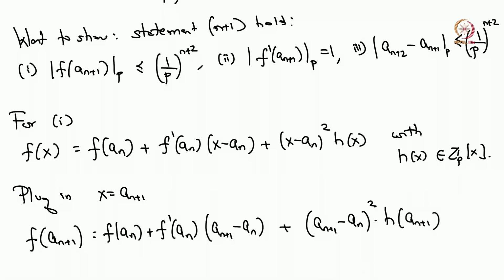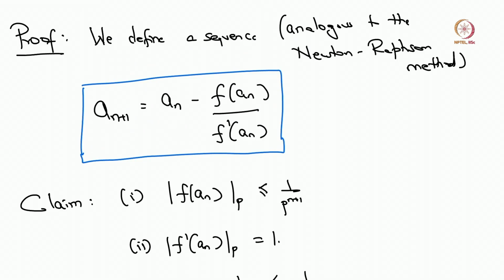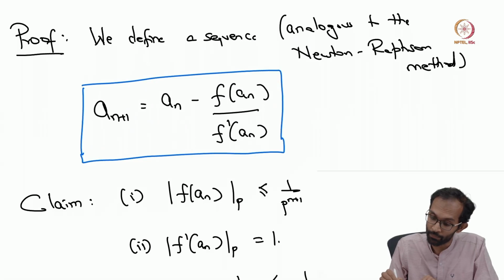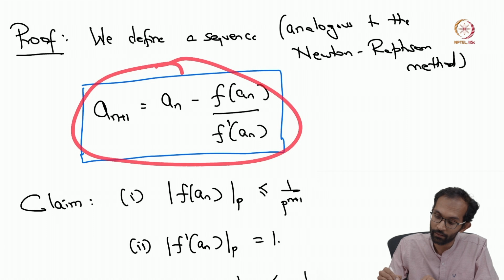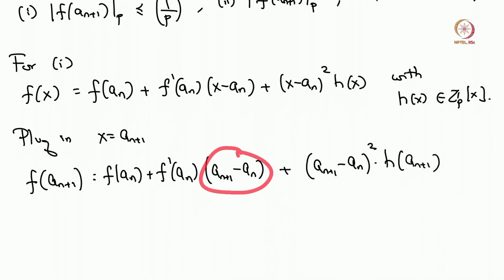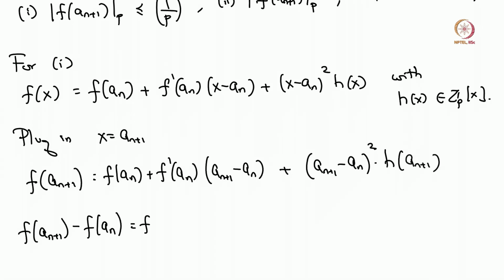Now, what's the formula for a_{n+1} minus a_n? If you look at the formula, a_{n+1} minus a_n is just negative f of a_n over f prime of a_n. So substituting this expression back out here, what do we get? We get that f of a_{n+1} minus f of a_n equals f prime of a_n.